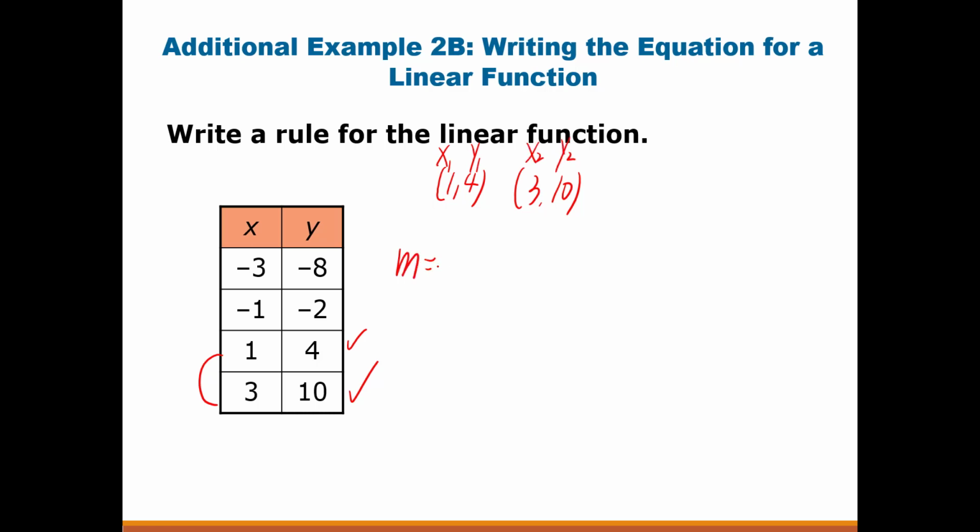Now slope is equal to y2 minus y1 over x2 minus x1. I'll replace y2, y1, x2, x1 with the given numbers, so we get 10 minus 4 over 3 minus 1. 10 minus 4 is 6, 3 minus 1 is 2, so we get 3. So to find the equation, now we're using point-slope form.